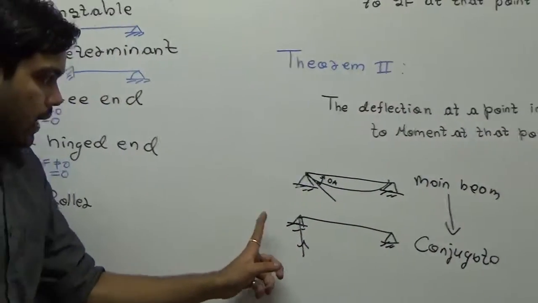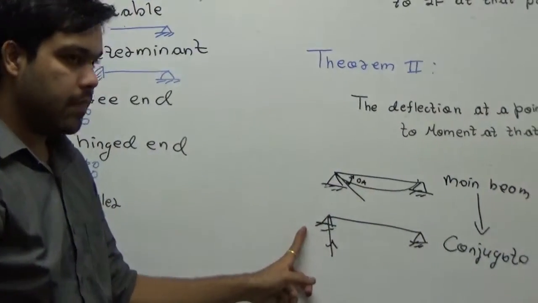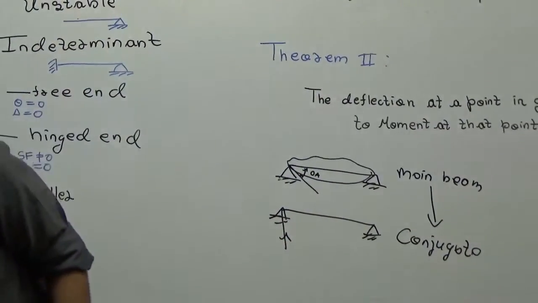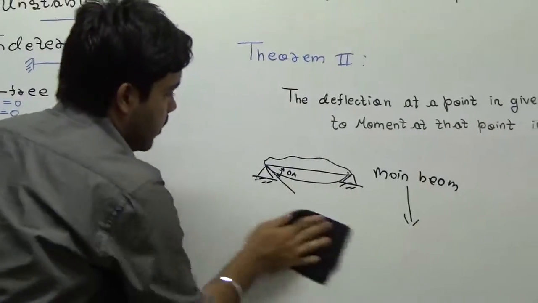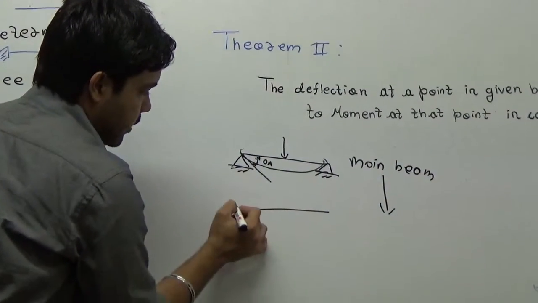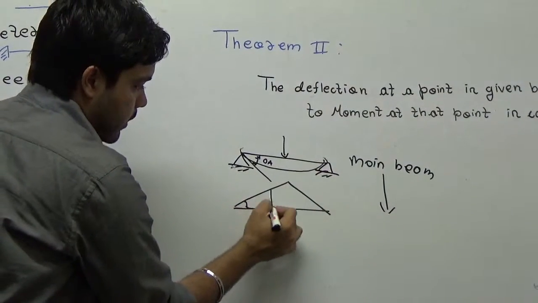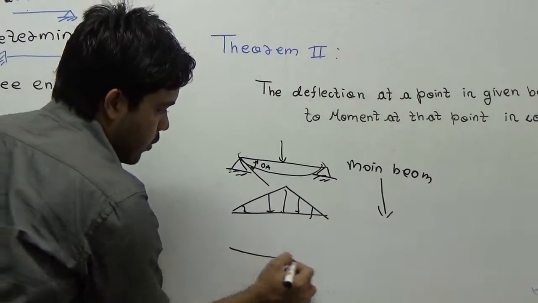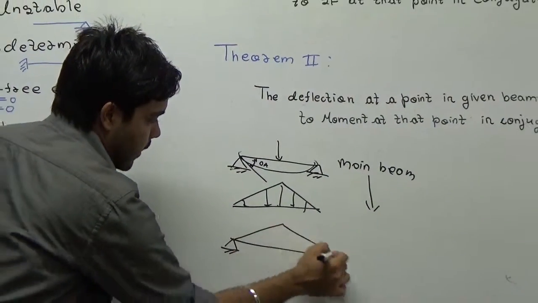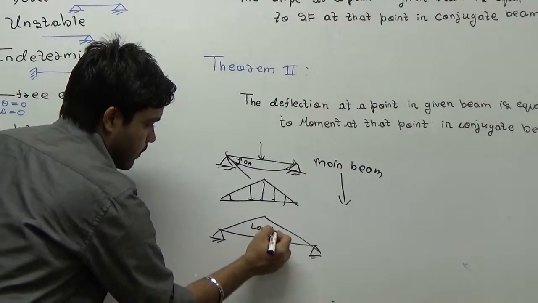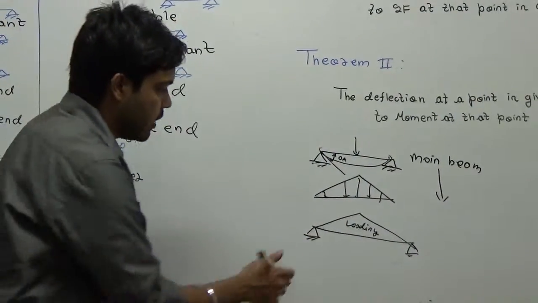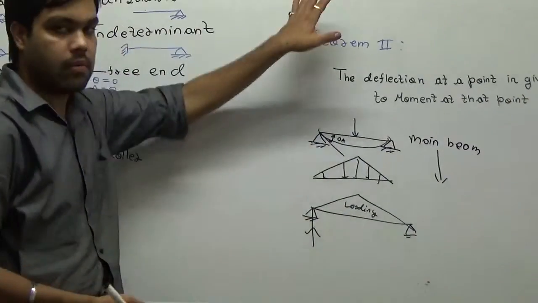Now the main beam and the conjugate beam will be such that if it has some loading, suppose a concentrated load, you will first make its BMD, and in the conjugate beam, that BMD will become its loading diagram. And then this is your conjugate beam. The slope on the main beam will be equal to the reaction on the conjugate beam. That is theorem number 1.